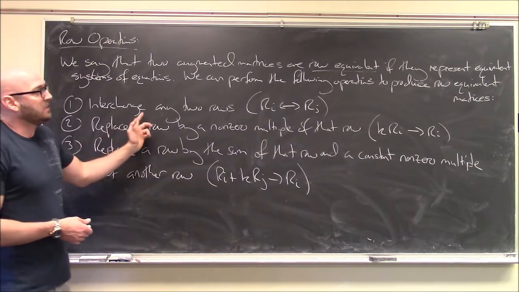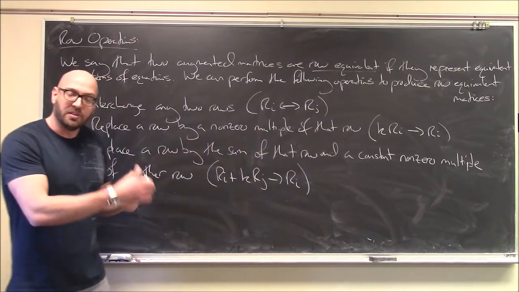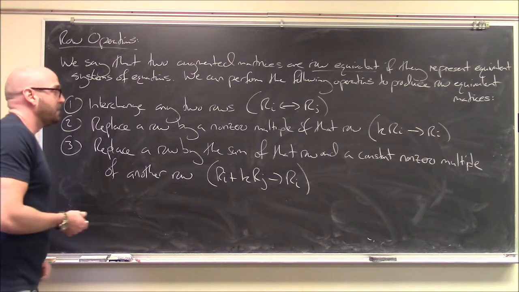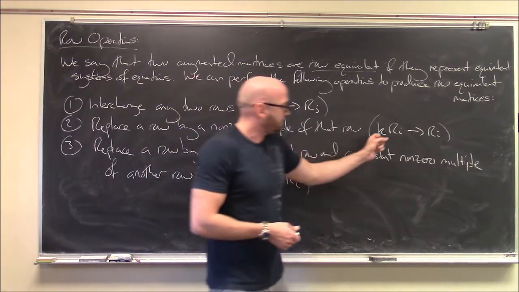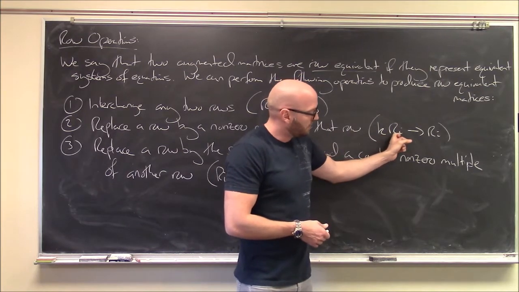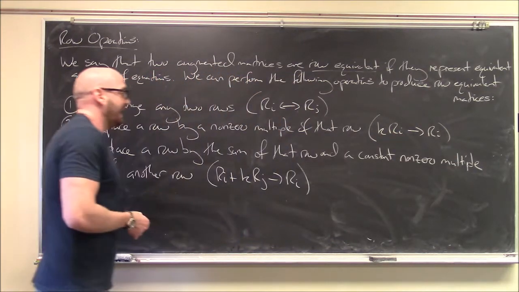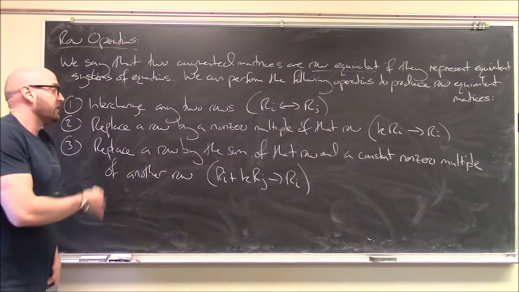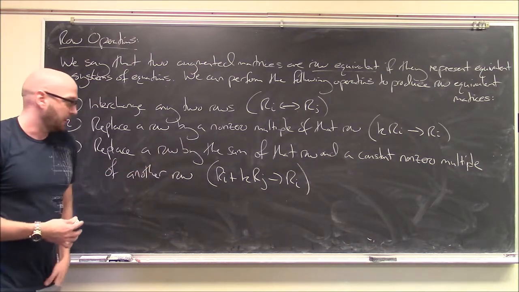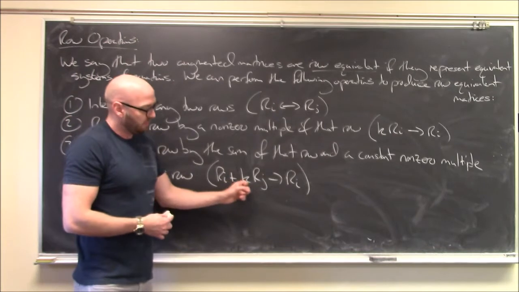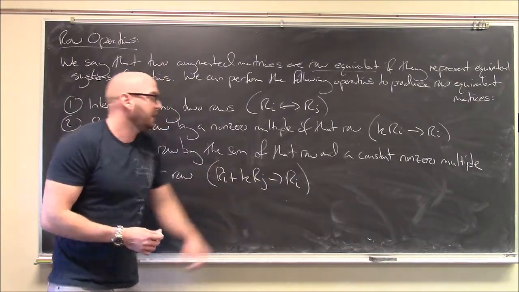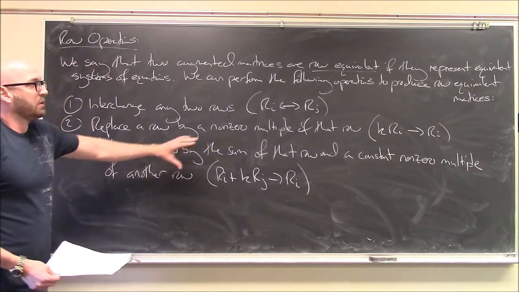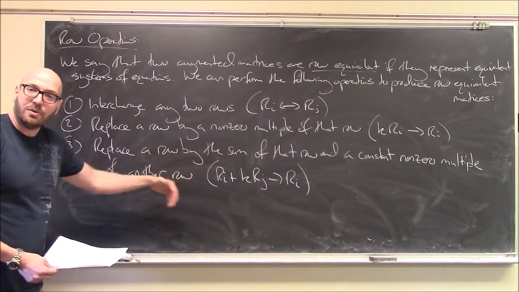So, for example, I can interchange any 2 rows in my augmented matrix, because that corresponds to just interchanging two equations in the system. We can replace a row by a non-zero multiple of the row. So this non-zero multiple k of that row replaces the row. And again, this corresponds to just multiplying an entire equation by a non-zero multiple. And we can replace a row by the sum of that row and a constant non-zero multiple of another row. So row i plus a constant times row j replaces row i. And this is exactly the same as before, just realizing that when I'm working with the rows of my matrices, it represents the exact same operation on the underlying equation.